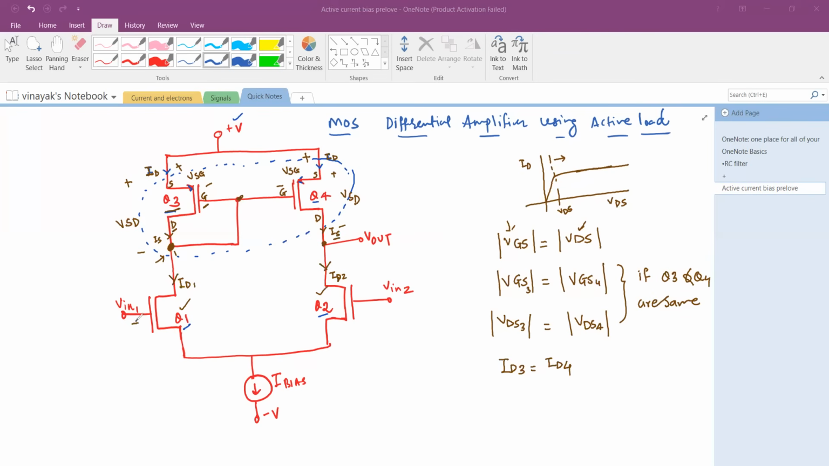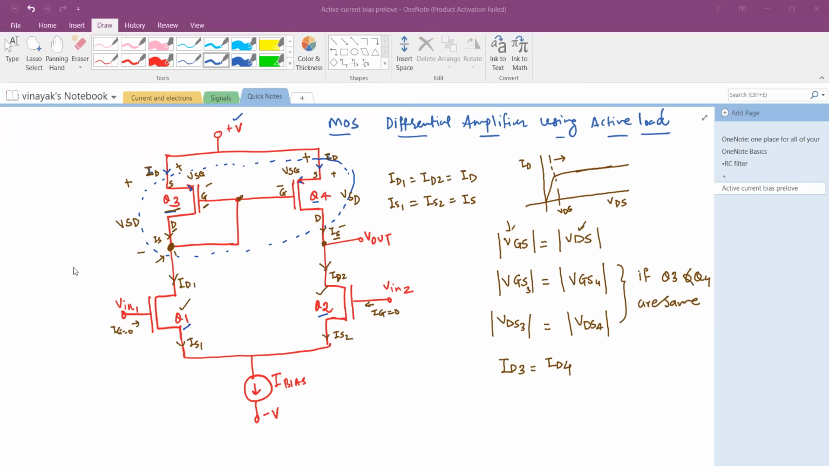And again, you don't have a current going inside the gate pin of the transistor. So IG, current inside the gates of the transistor, is 0. And then you have this source current IS2. This is IS1. So we'll say that ID1 is equal to ID2 is equal to ID, and IS1 is equal to IS2 is equal to IS. And Q1 and Q2 are NMOS transistors.